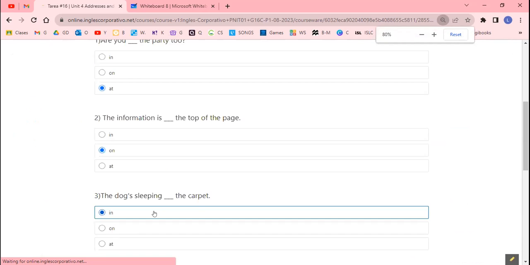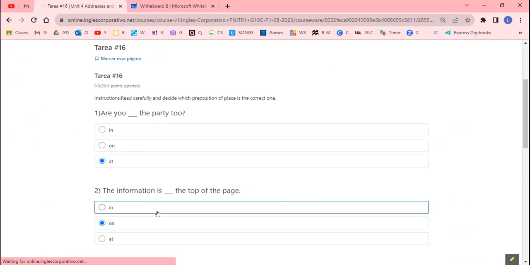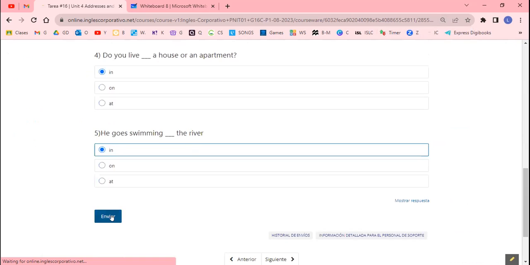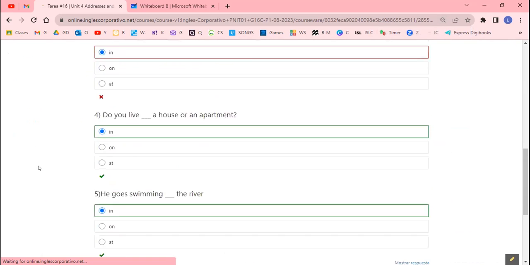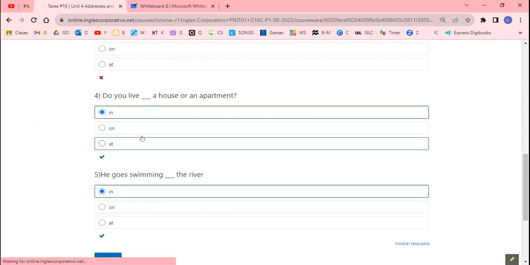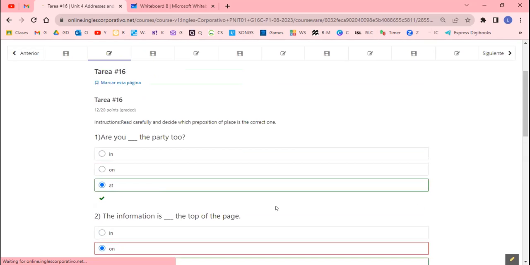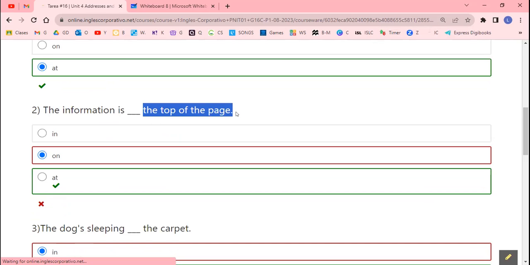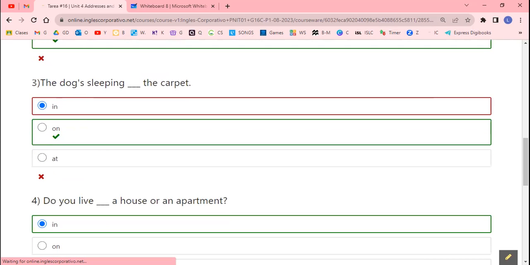Do you want to change any answers? ¿Quieren cambiar alguna respuesta? Or no, you're good. O están bien. You're okay with the answers. Let's see. Oh no, we have two incorrect. Okay, number one, the information is at the top. Yes. It's at the top of the page, porque está siendo específico. En la parte de, top of the page es en la parte de arriba. Y la número three, the dog is sleeping on, sobre, on the carpet.